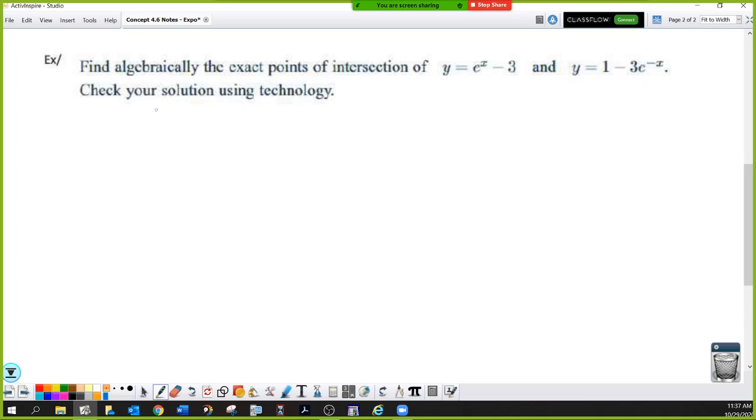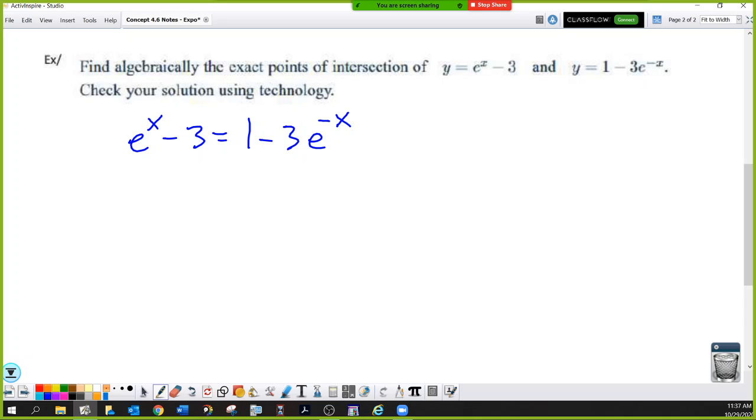It says check your solution using technology. I'm not going to bother. I'm going to be real with you because our algebra skills are strong. Find the points of intersection means set them equal to each other and solve for x. IB likes to do this thing to people.